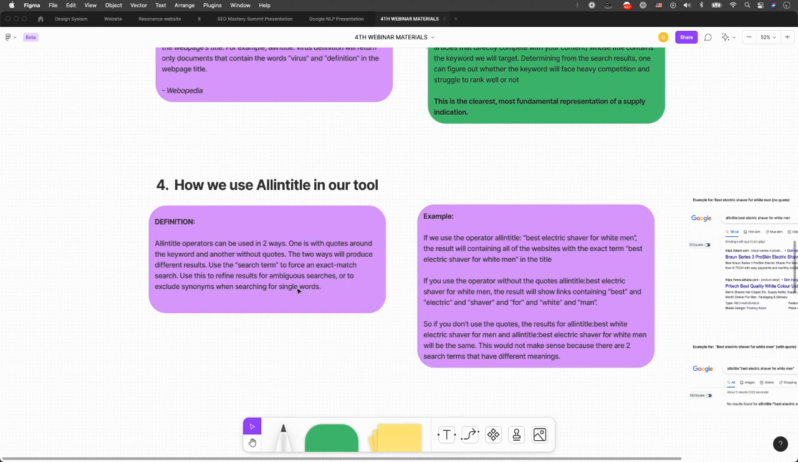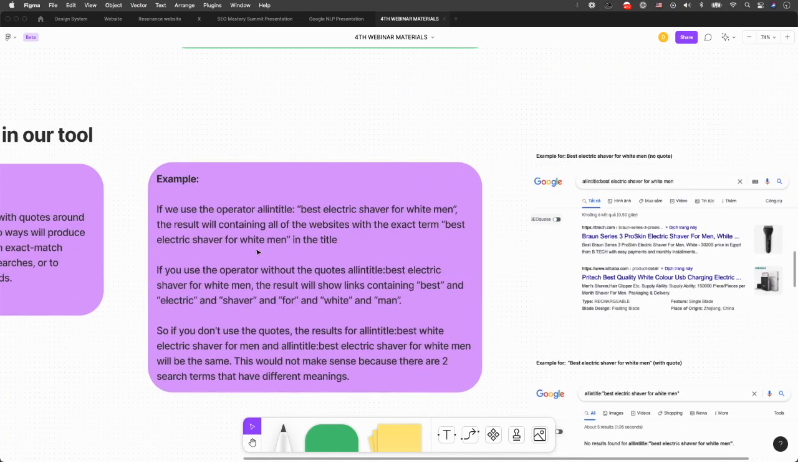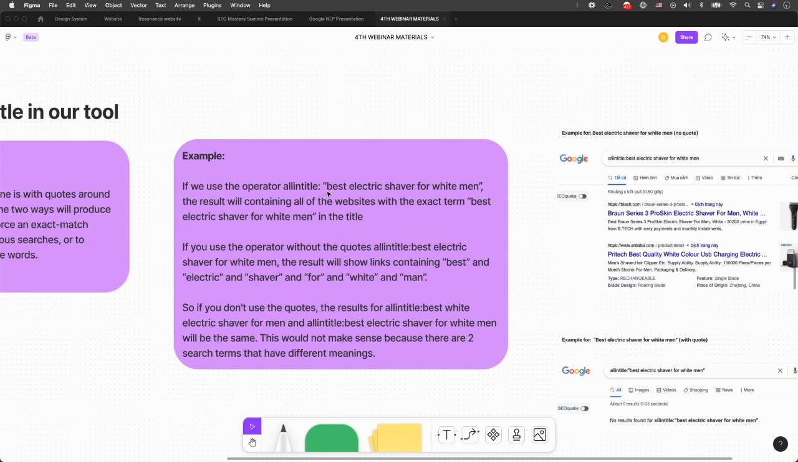The way we use allintitle in our tool is this: the allintitle operator can be used in two ways. The first is with quotes, and the second is without quotes, right? Let's say you use the operator allintitle without quotes first, and the keyword is best electric shaver for white man. The result will show links that contain, it breaks down the keyword, right? It will show links that contain best, electric, shaver, for, white and man. So it breaks that keyword down into different parts, and then it shows results that match those parts, right?